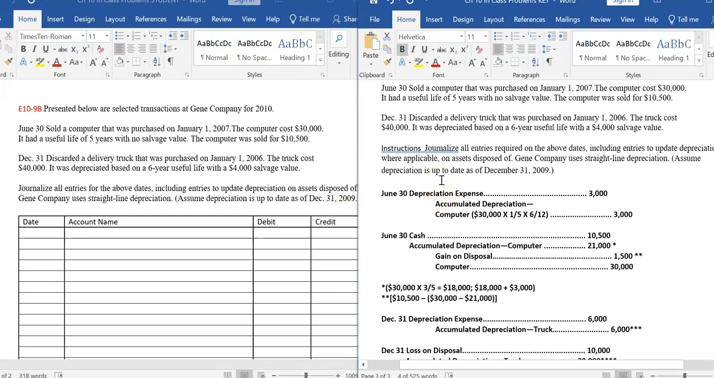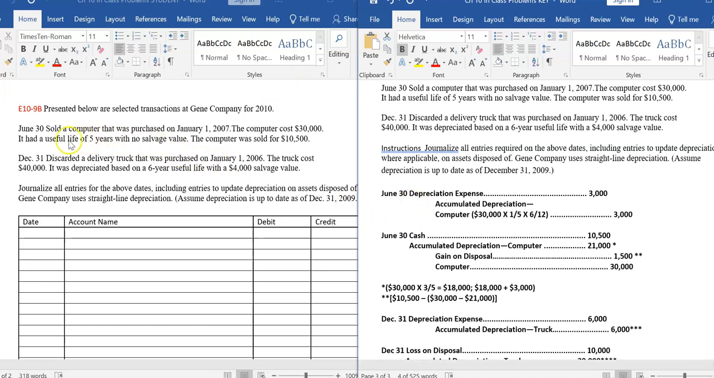In order to first record the disposal or the selling of the computer, the first step is we need to update the depreciation because we sold this computer halfway through 2010. We used that computer for January 1st through June 30th. The last time we would have recorded depreciation expense was at the end of 2009. Remember, these are adjusting entries for depreciation done at the end of every accounting period. So first step, let's update the depreciation expense.